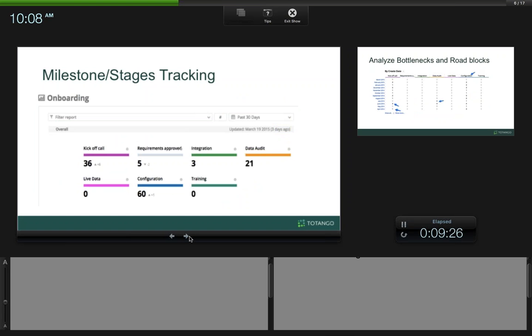Now, there's also a way to track milestones. So if Tatango knows about the process and the specific milestones that your customers journey through in their onboarding process, we can easily create segments and then build reports to show you how many customers are within each bucket. So if we look at this particular screenshot, we have 36 customers that are in the kickoff call phase, which means that really the kickoff call hasn't happened yet.